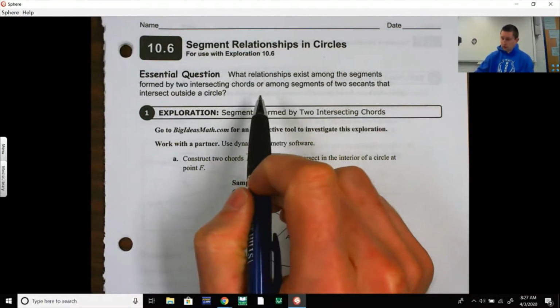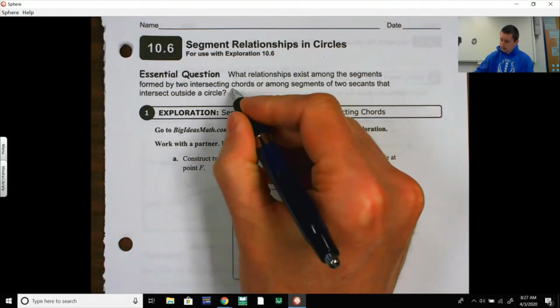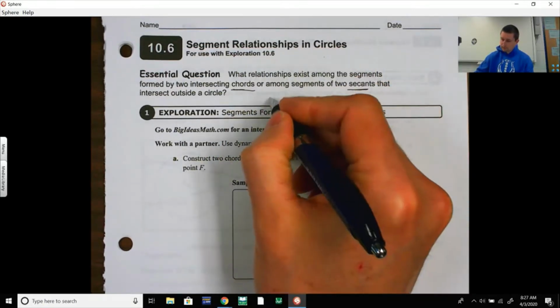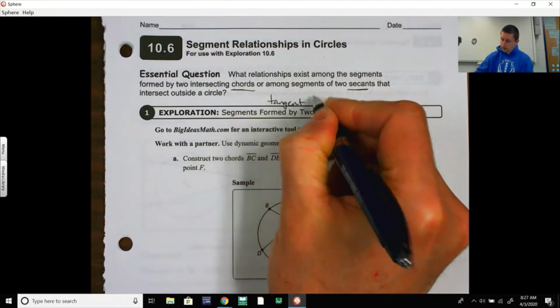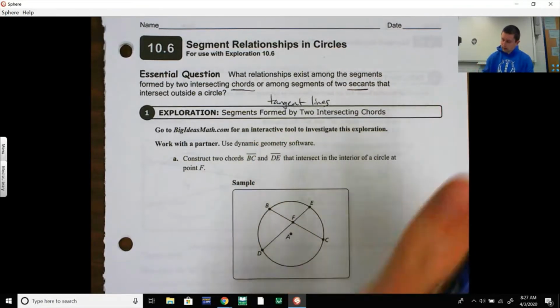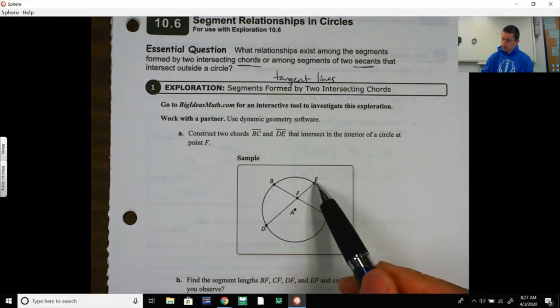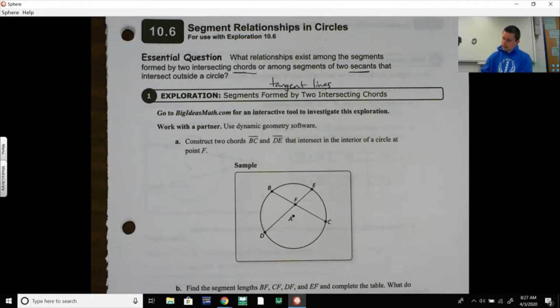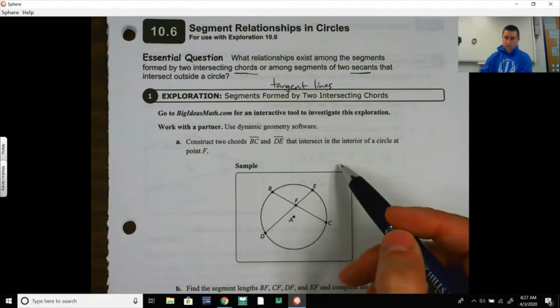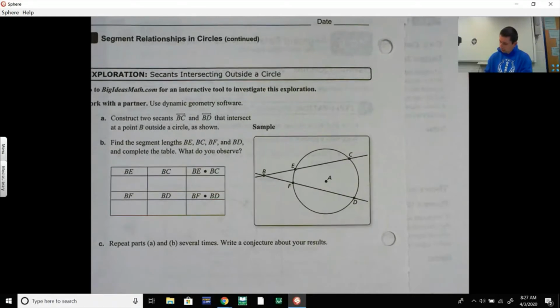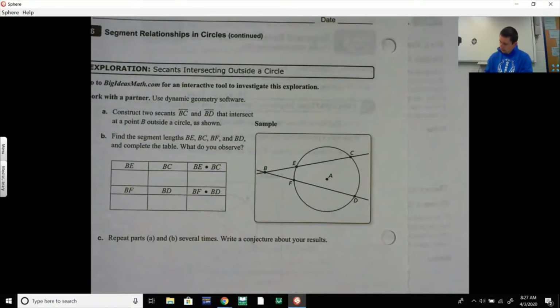So these are dealing with chords, we're going to have secants, and we're going to also have tangent lines. So chords, secants, and tangent lines. Remember that chords go through the circle and they stop. Secants continue on through the circle, and tangents just intersect, they touch at one point.